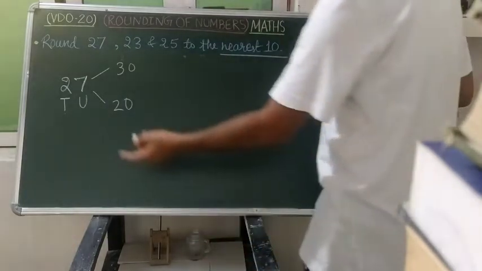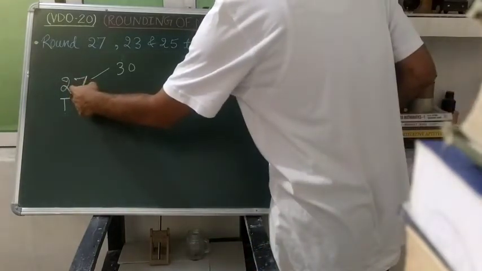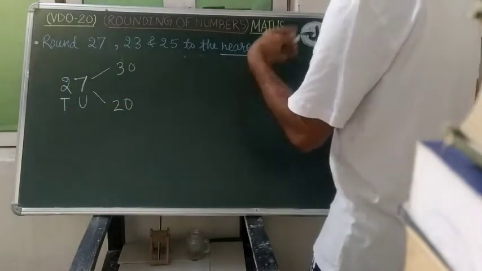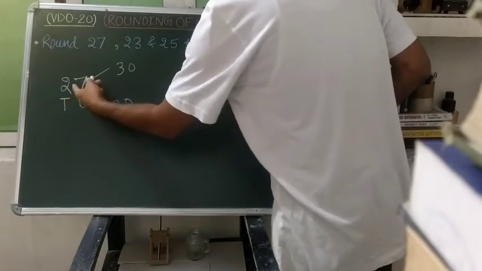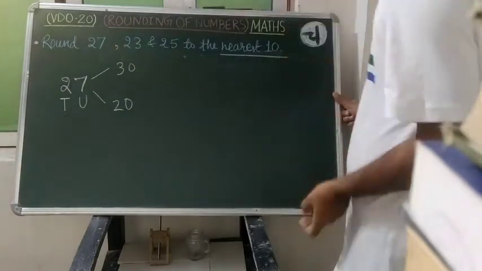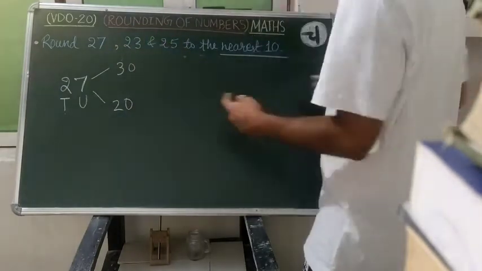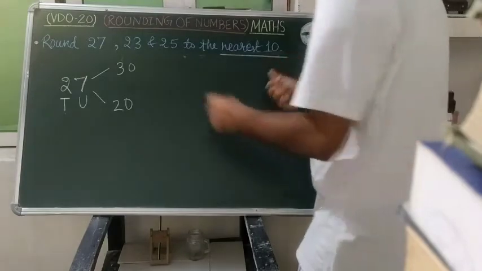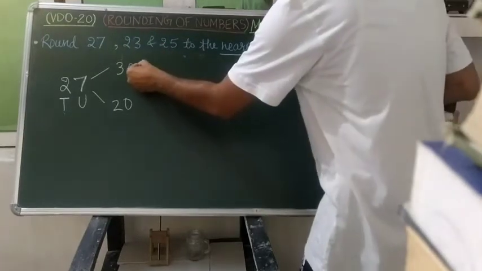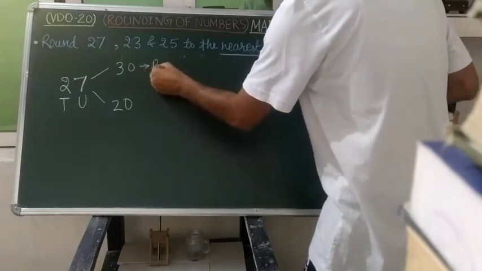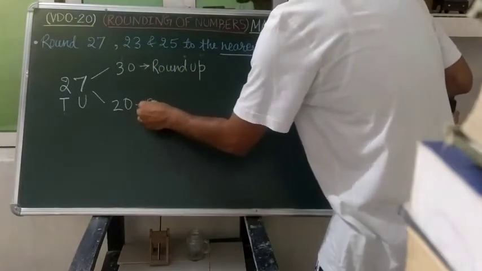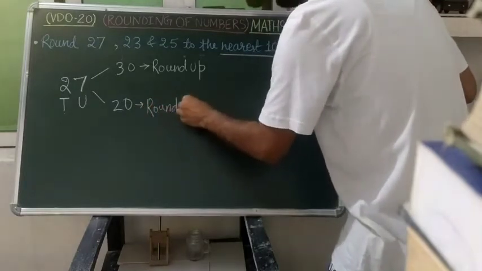In general, you can say that whatever number is present at the tens place, take the multiple of that, and the multiple of that one up. So it is 20 and 30. The nearest multiples of 10 to 27 can be 20 and 30. Going to 30 is called round up, and going to 20 is called round down.